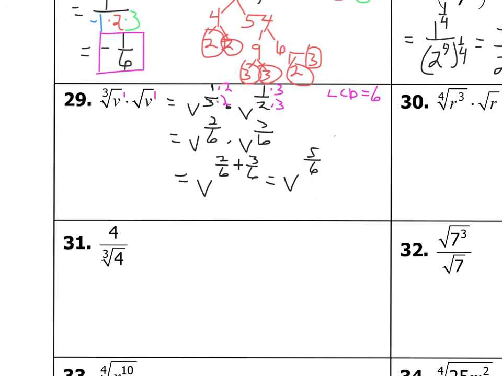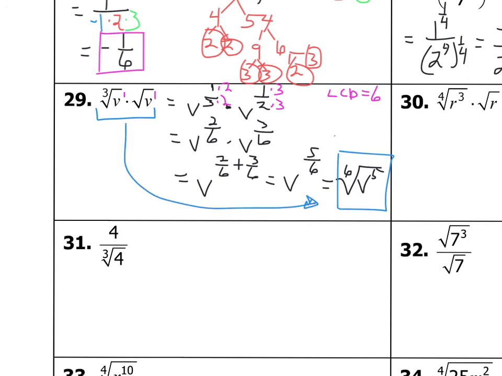And since 6 does not divide into 5, I won't be able to simplify my radical, but I can take it out of exponential form. So this 6 becomes my index, and v to the 5th will be underneath the radical. So 6th root of v to the 5th. So now we have a way of taking two unlike indexes and multiplying them by using our exponential form.